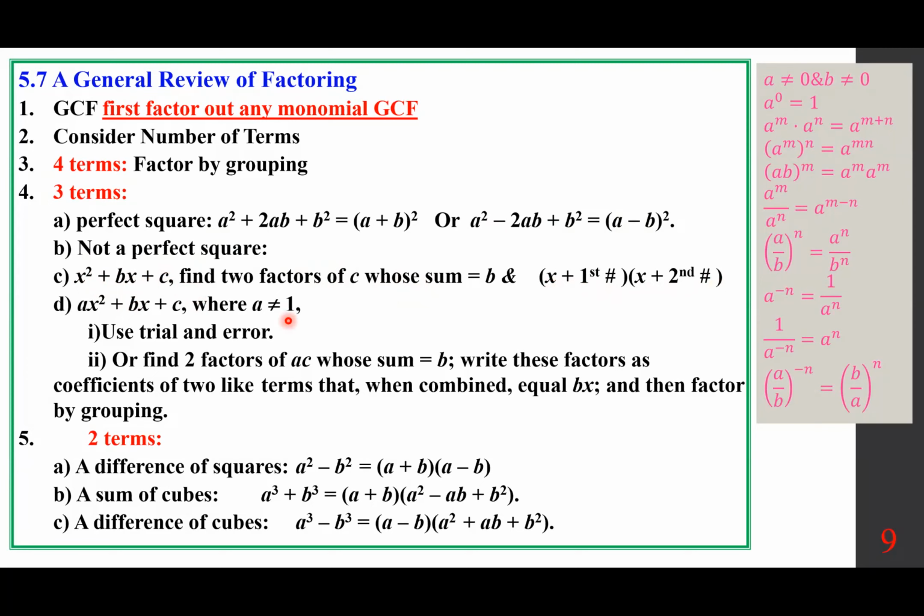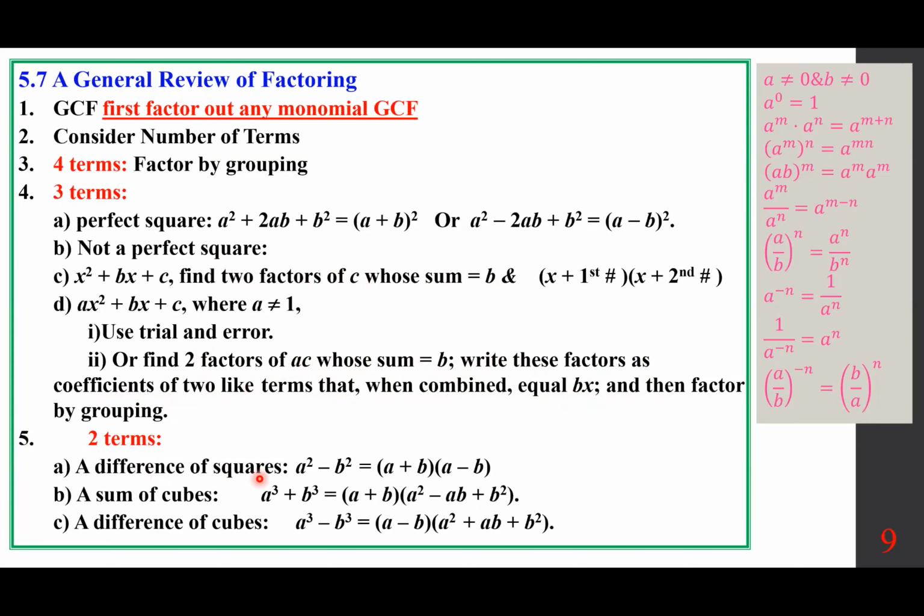And if a is not equal to 1, you have to use trial and error, or find 2 factors of AC. Now this time, if we go back here, we want 2 factors of C, whose sum is B. Now you find 2 factors of A times C, whose sum is B. Write these factors as coefficients of 2 like terms that when combined equal Bx, and then factor by grouping. Again, I'm giving you the synopsis of the factoring. I know you all remember that, and you're in good shape, but in any event.